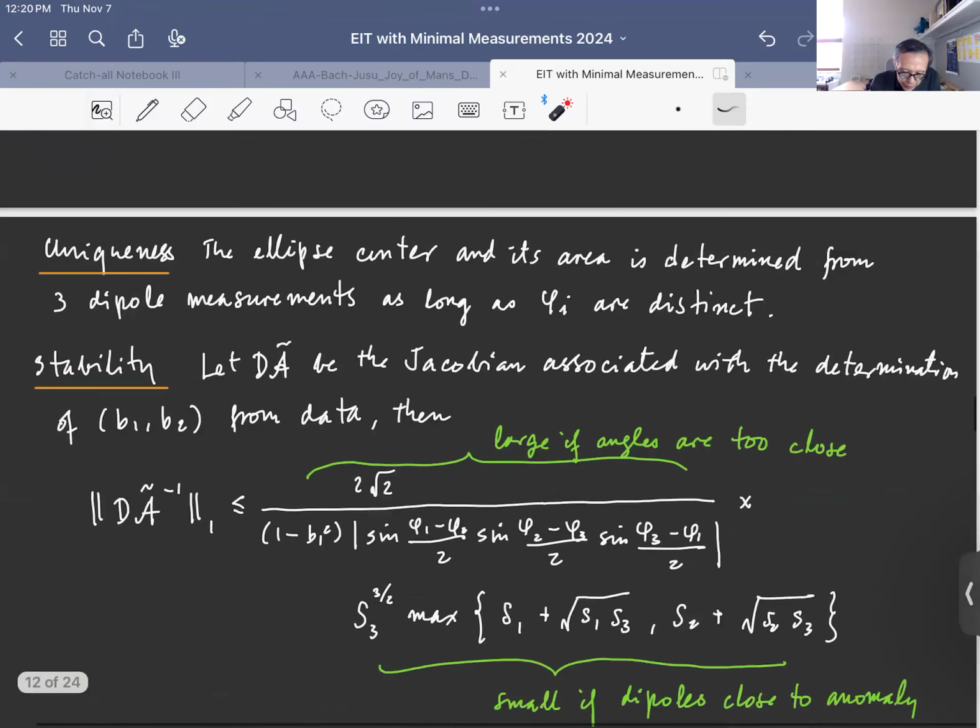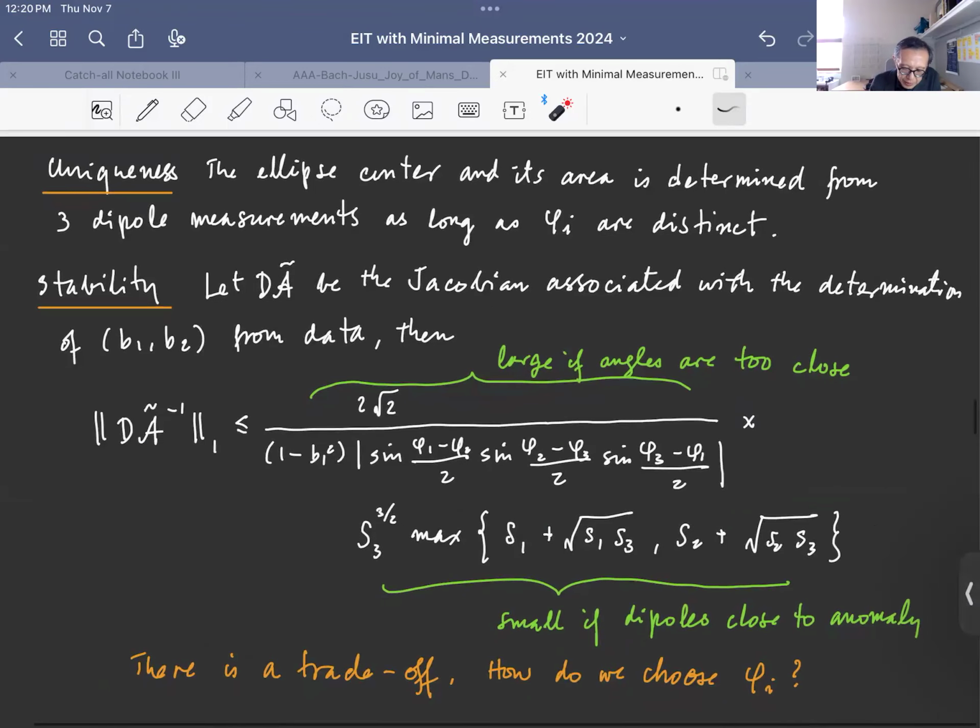So we can actually show that this is true as long as the data is consistent. The ellipse center and its area are determined from 3 dipole measurements as long as the phases are distinct. So take any 3 measurement angles, you should be able to find the location of the center and the area of the ellipse.